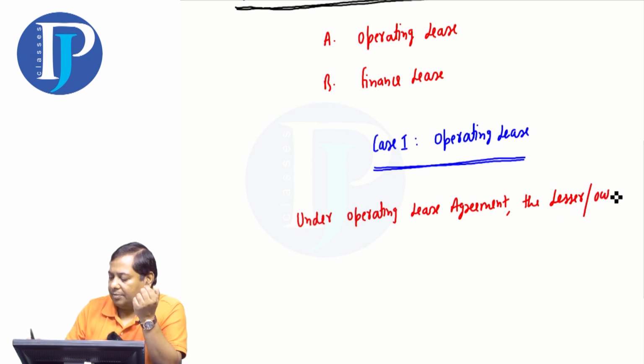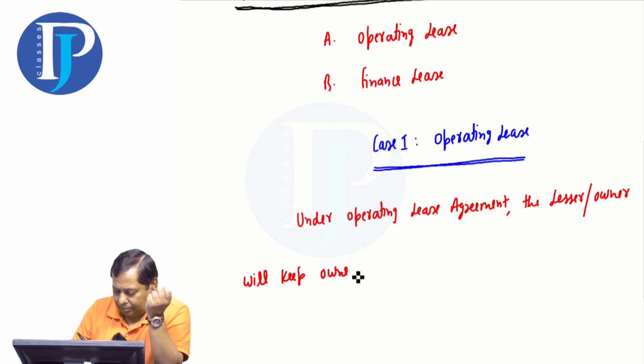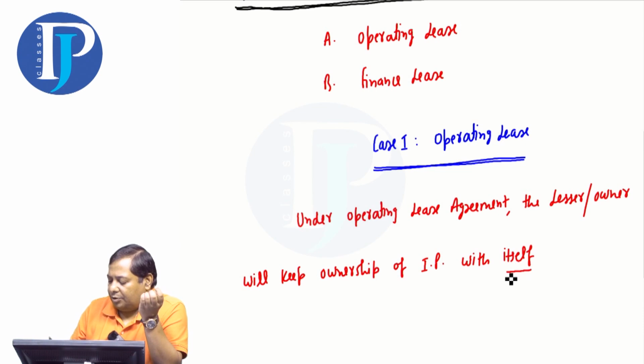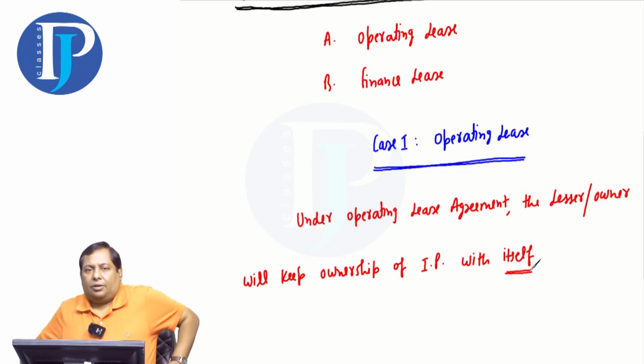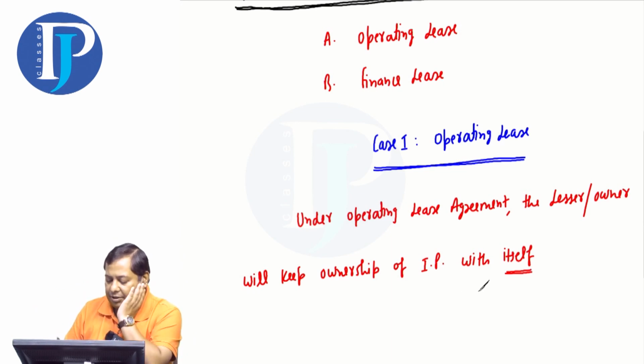The lessor, which means owner, will keep ownership of investment property. Do you know why the word itself is used? Because you know that application of Ind AS is on companies. Company is an artificial body. So the word itself is used, not himself or herself. Ind AS is not applicable on individuals. Will keep ownership of IP with itself.